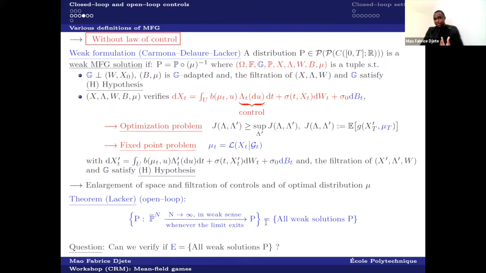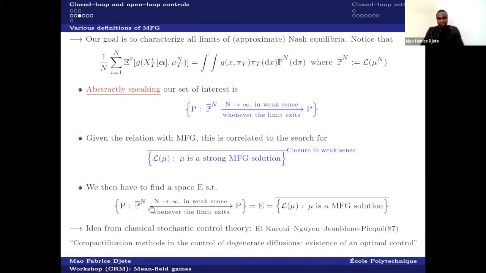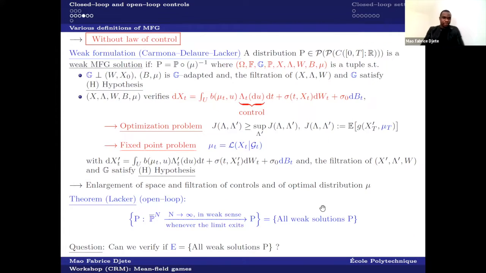But the thing is, if you remember what I just presented, of course I want to characterize this one, but I also want to characterize this one. So the question is: this one corresponds to the set of all the possible limits of Nash equilibria. But it would also be nice to know what happens if, for instance, I take a sequence of multi-game solutions.